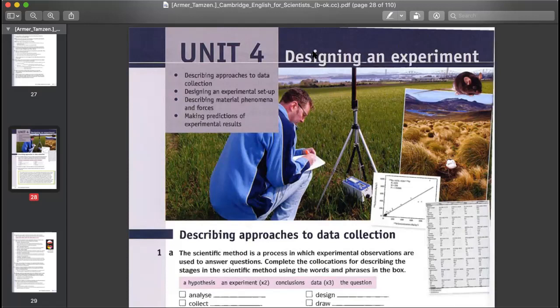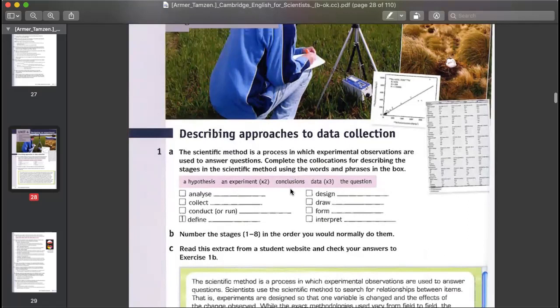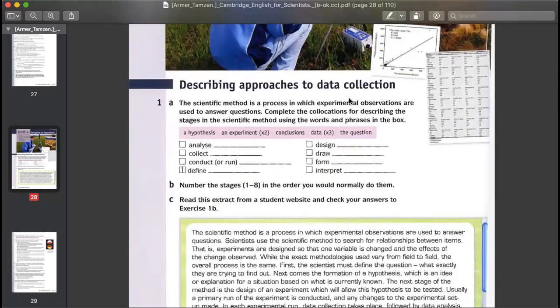In this unit we are going to discuss describing approaches to data collection, describing material phenomena and forces, and making predictions of experimental results. So we have 1, 3, and 4. The second topic, designing an experimental setup, will not be included in this unit. Okay, we will start with describing approaches to data collection.